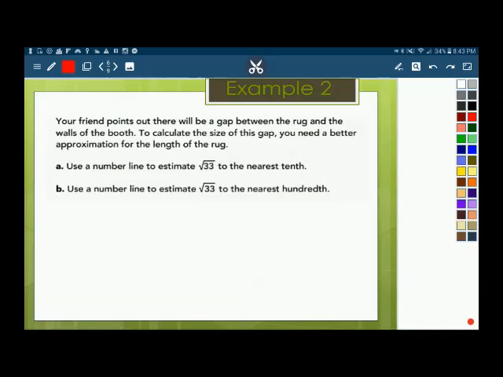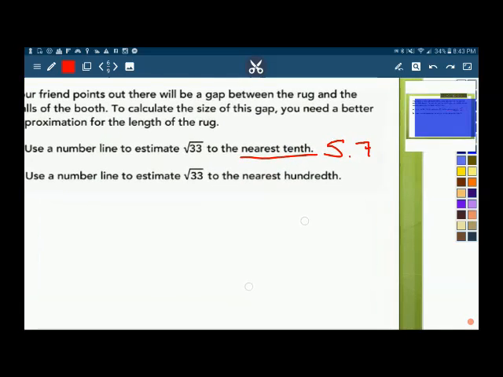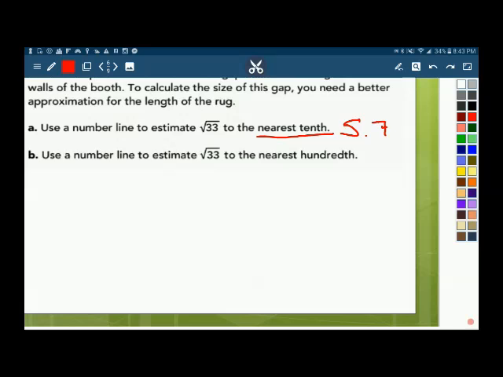All right, so I've got one more example here. It says your friend points out there will be a gap between the rug and the walls of the booth. To calculate the size of this gap, you need a better approximation for the length of the rug. So we already did the square root of 33 to the nearest tenth. We had that at 5.7. And we can make a number line for this as well. I'll actually put this on the number line after we do the hundredth spot. But let's try to estimate where the square root of 33 would be to the nearest hundredth.